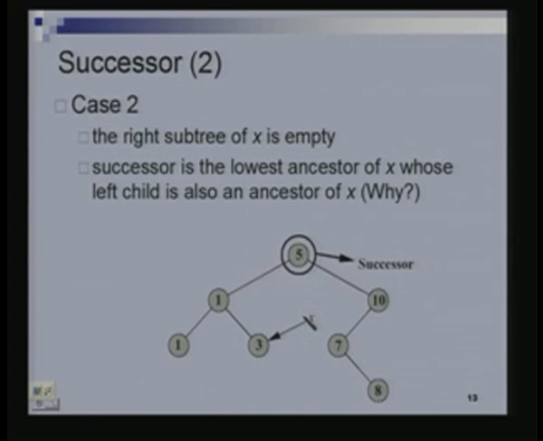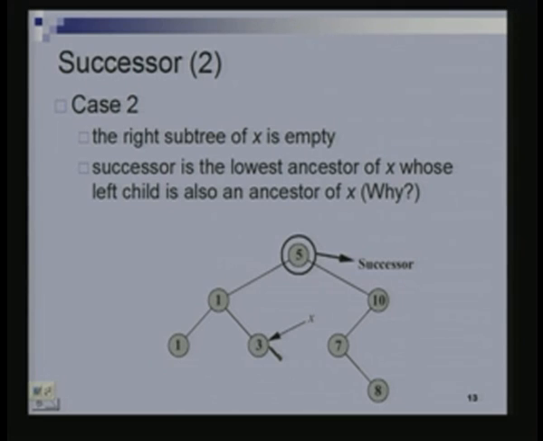The other case is when the right subtree is empty. So suppose I was trying to look for the successor of 3. If I am trying to look for the successor of 3, the right subtree is empty. So where is the successor of 3 now?